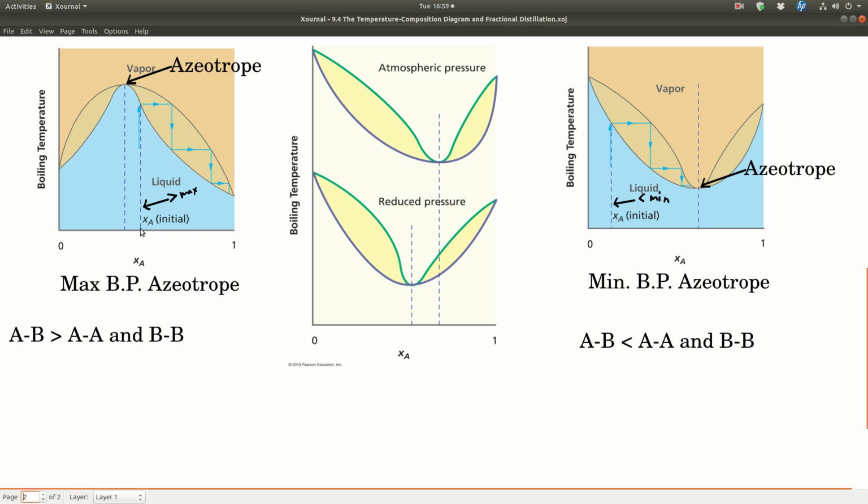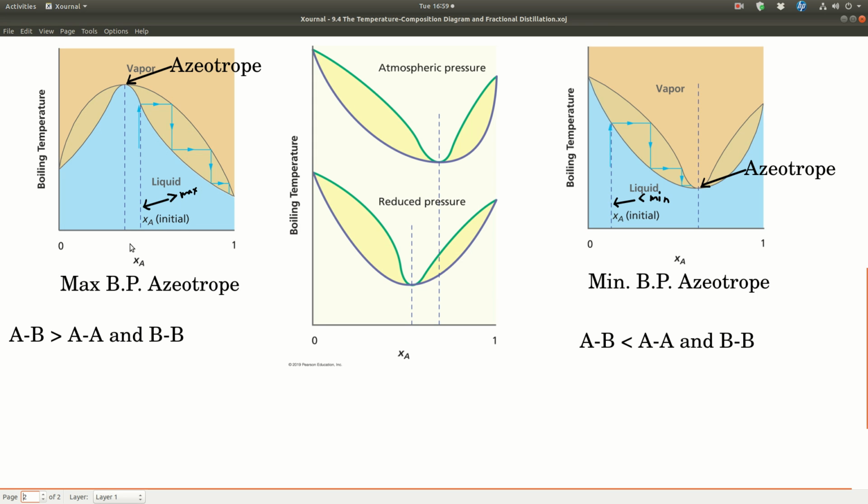But here we're starting out with a mixture where the mole fraction of A is greater than the azeotropic mixture. And so we boil it. What happens is, if this is mole fraction of A, whatever component B is will vaporize. And in this situation, this will be pure B. And so when we condense it and keep on going, we end up with pure A down here in the liquid phase, pure B up here.